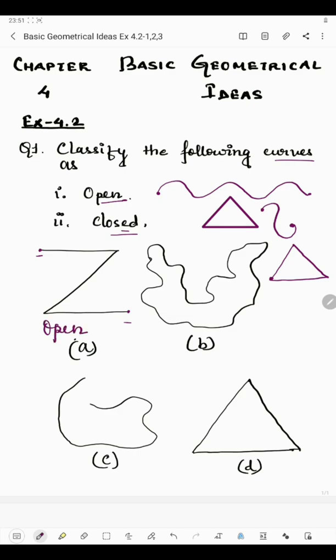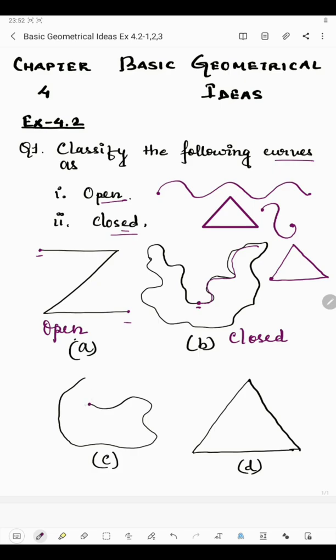Okay, now coming to the next figure, the B part. In this figure, if I consider the starting point here and suppose I started drawing like this, and this way I have ended at this point only, meaning the starting point and ending point are the same, then it is known as a closed figure. Okay, now coming to the next part.